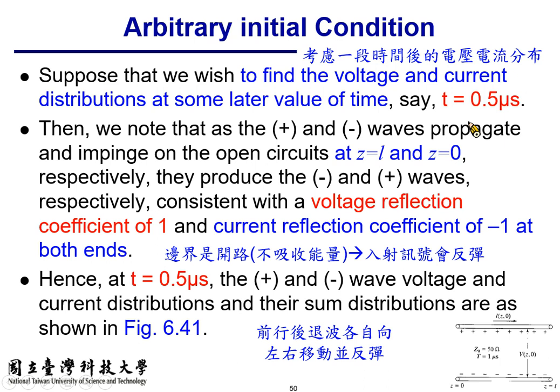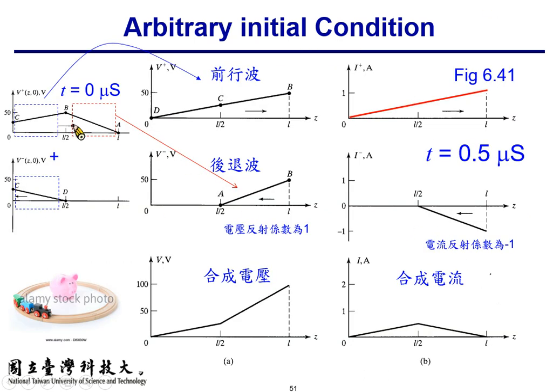And I already explained that the V plus and V minus signal, the forward going and reverse going signal, will travel in the transmission line as time progresses. So according to the prescribed time delay, that is 0.5 microsecond in this case, what happens? The first half of the V plus signal will reach the right end and get reflected. This is the distribution at t equals 0 microsecond, correct?